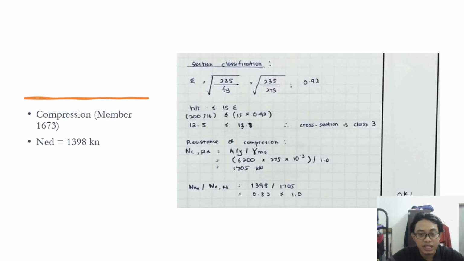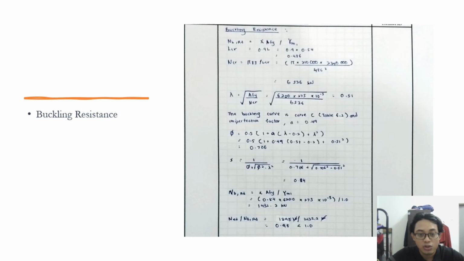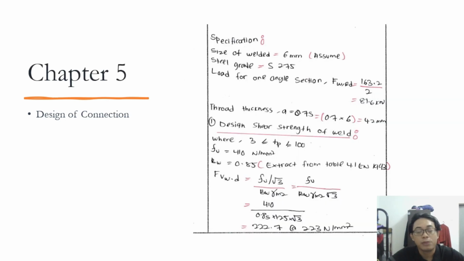For the section classification, the value is 0.82, which is less than 1.0, which means it is okay and acceptable. For the buckling resistance also, the value is 0.98, which is less than 1.0, which is acceptable. So I'm going to proceed to chapter 5 of our project.